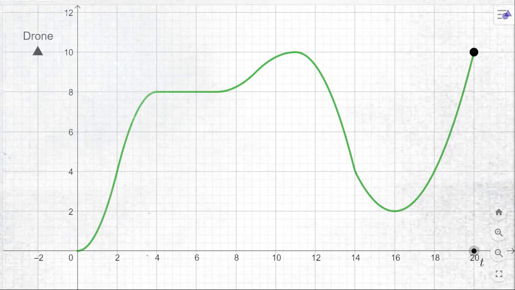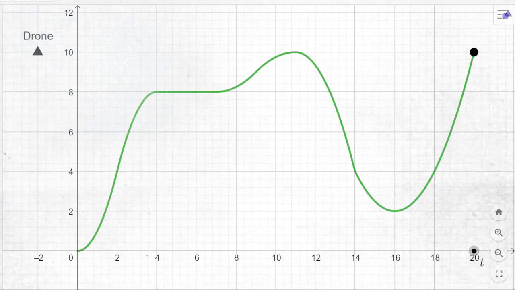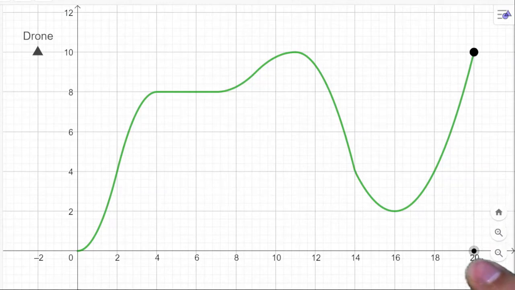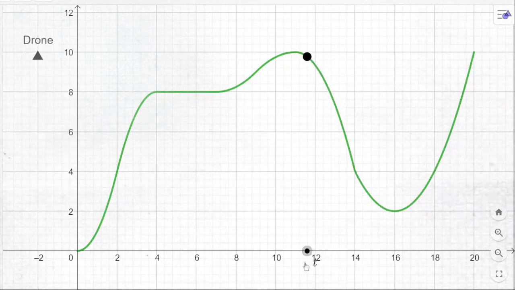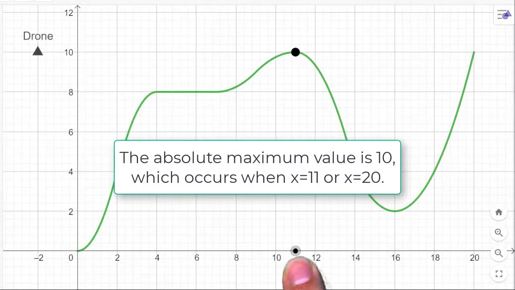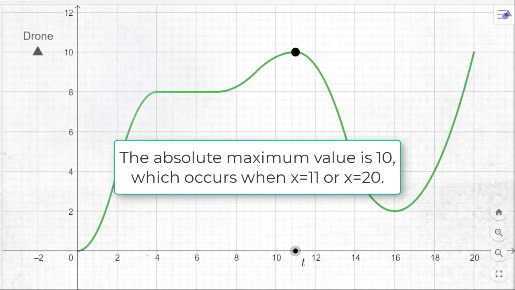However, if somebody asks when does the drone achieve its maximum height, well, now we have two different answers, right? We can say, well, the maximum height occurs here when x is 20, or after 20 seconds, but also the maximum height occurs here when x is 11, or after 11 seconds. So there's actually two answers. You can say the maximum height occurs at 11 seconds and also at 20 seconds.